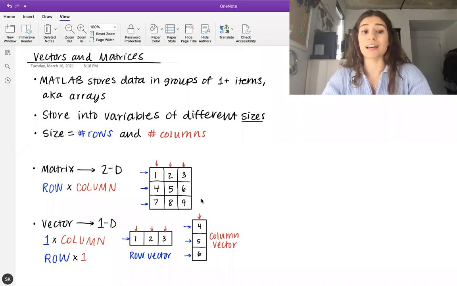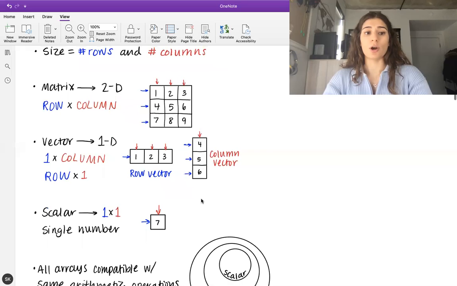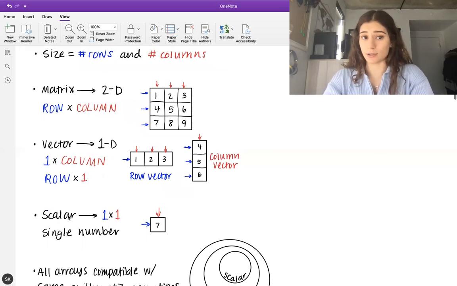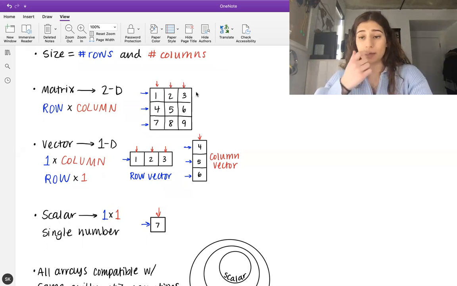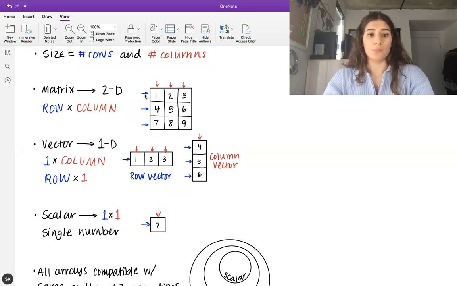So, the three types of arrays that we have are matrices, vectors, and scalars. Matrices are two-dimensional, meaning they have both multiple rows and multiple columns. We have an example here of a 3 by 3 matrix with the rows pointed to in blue and the columns pointed to in red. It's 2D because it expands in both directions.